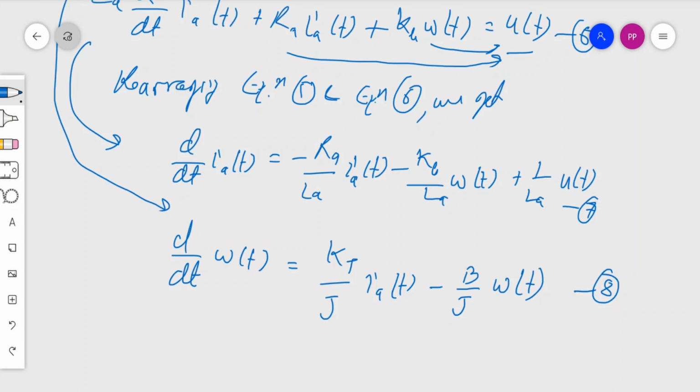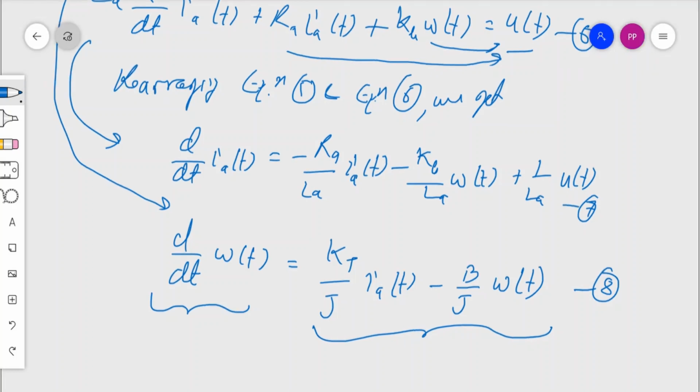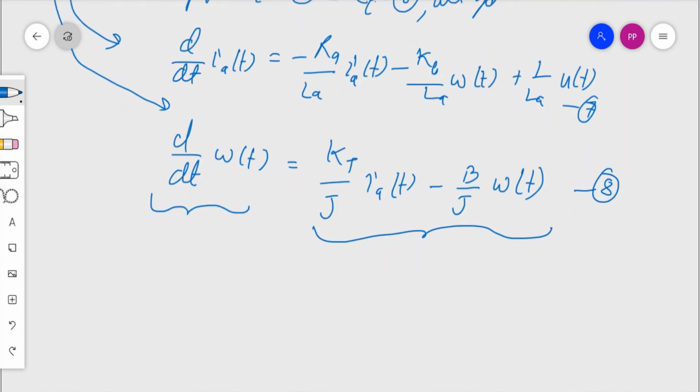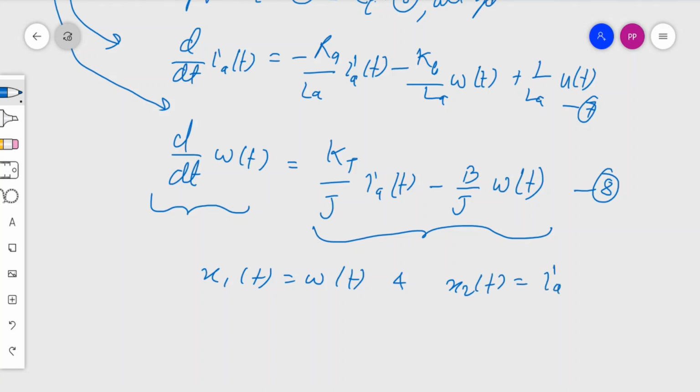So now you see that on the left hand side we have first order derivatives of the variables, and on the right hand side all the terms are linear, there are no derivatives with respect to the independent variables. So this is the standard format for the state equation. Now I decide the state variables. Once I form the standard form, I can decide to take x1(t) equals omega(t) and x2(t) equals Ia(t).